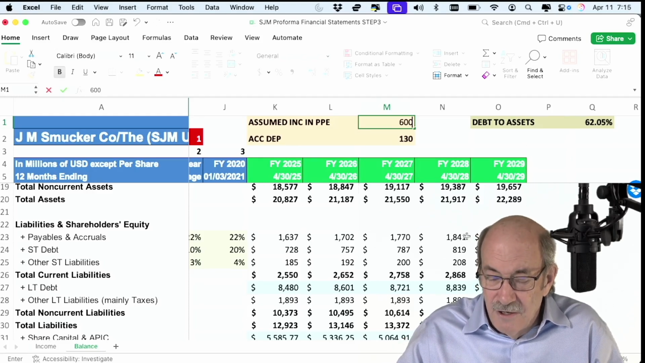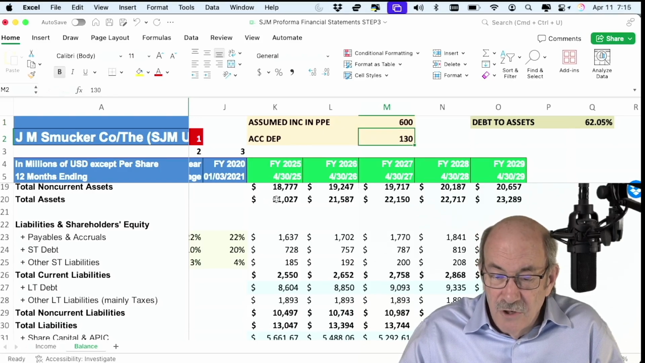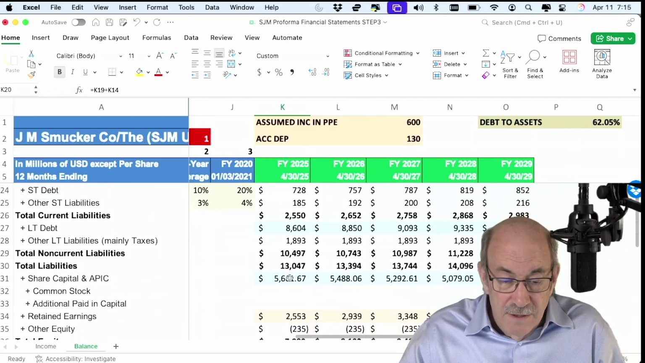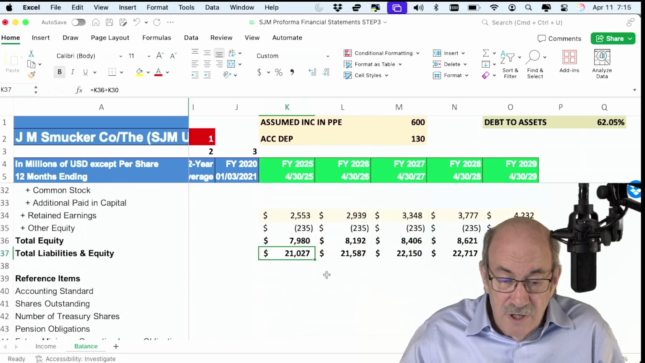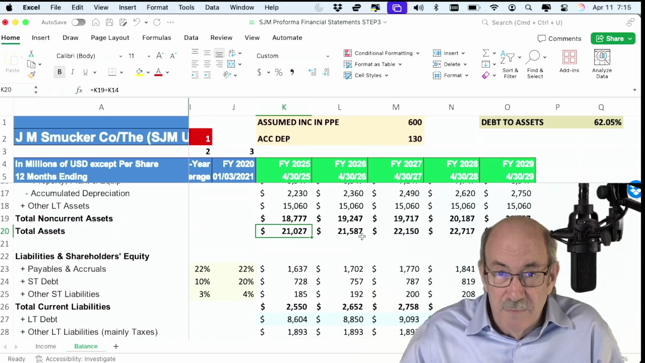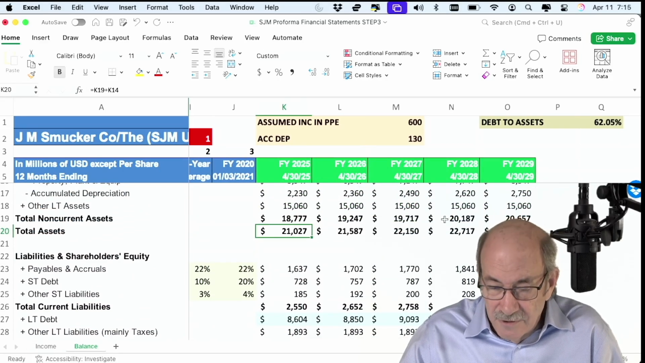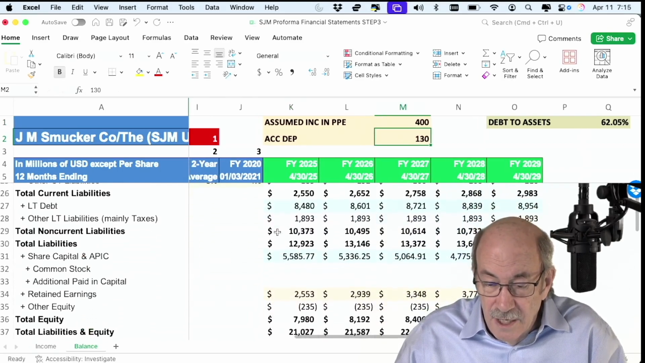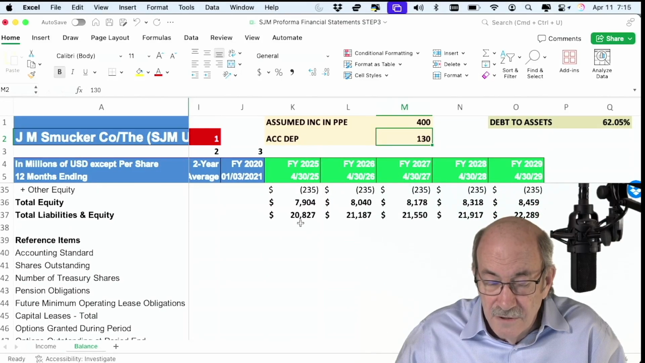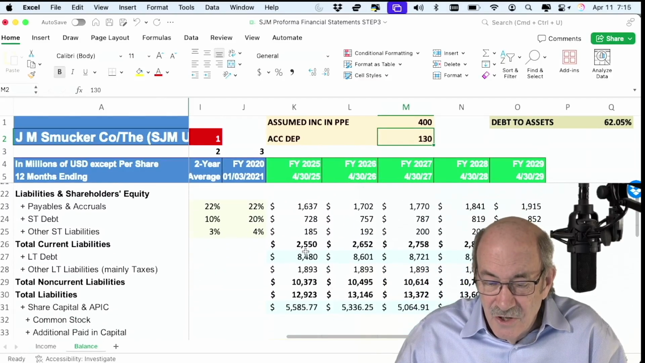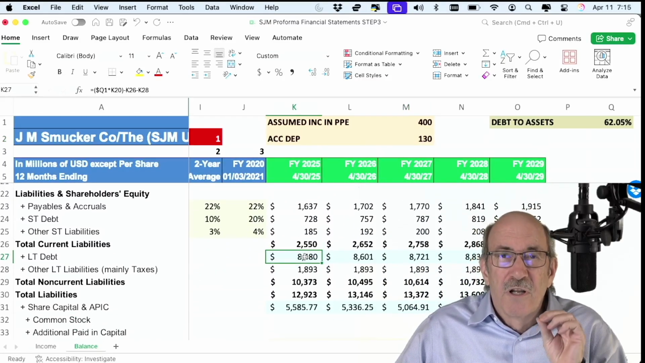So I've changed it to 600 and hit the enter key. Now total assets go up to 21.027. Liabilities go up to 13.047. And total liabilities plus equity is 21.027, exactly what we had up here for total assets, pardon me. If I change it back to 400, it goes back, and all is good in the world. That took a little moment to update, but it finally did. All right, so that's the plug figure for liabilities.